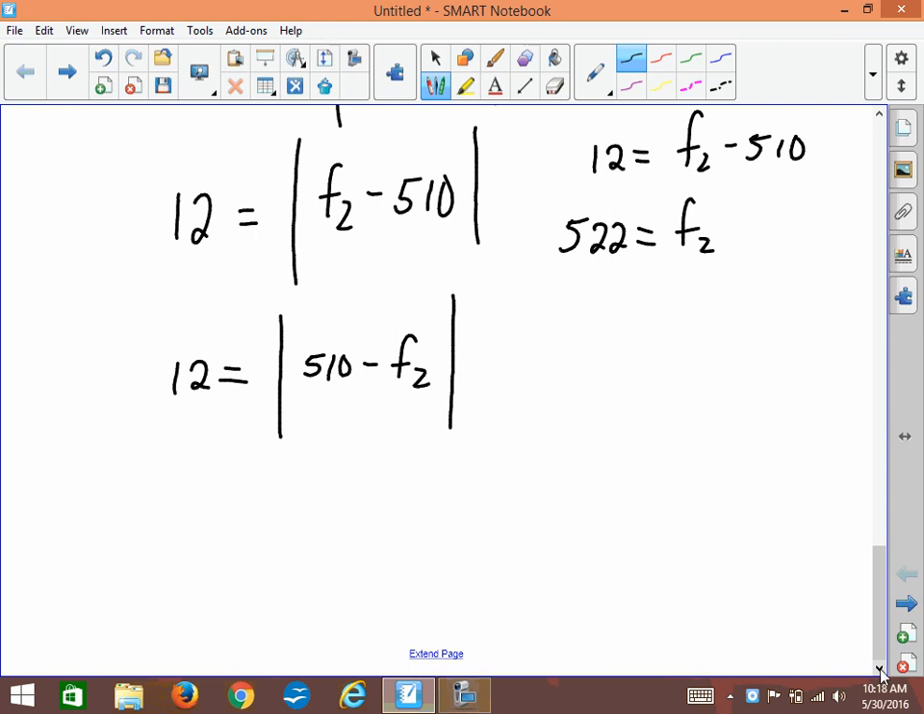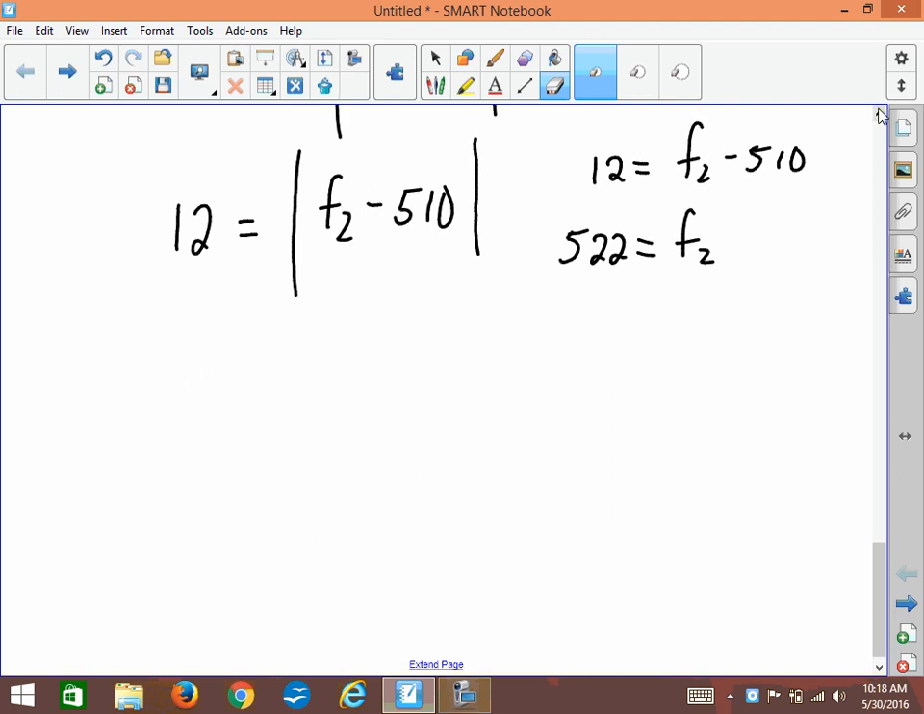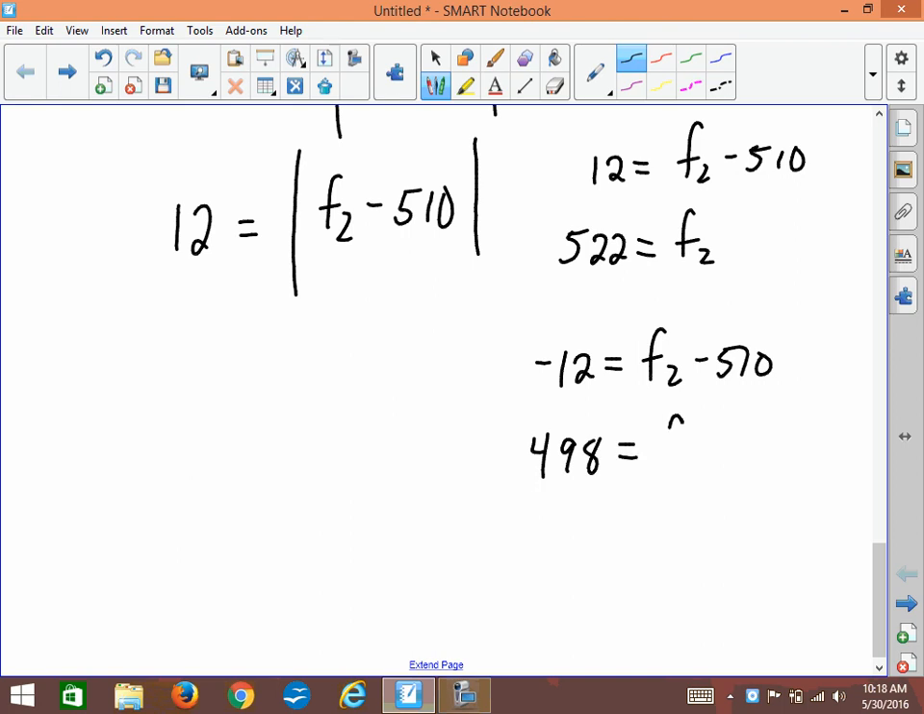In which case, to be honest, what I should do is write it like this. I'm kind of cheating on the math because I know many of you haven't done absolute value before. So here's one way to do it. The other way to do it is to realize that this could also have a negative answer. So it could work out to negative 12. So you could write negative 12 equals F2 minus 510. And then when you put it over to the other side, you're actually subtracting. And if you subtract that, you're going to get 498, right? Equals F2.